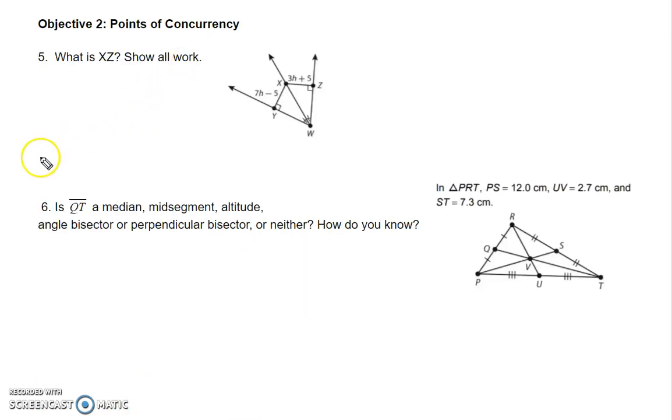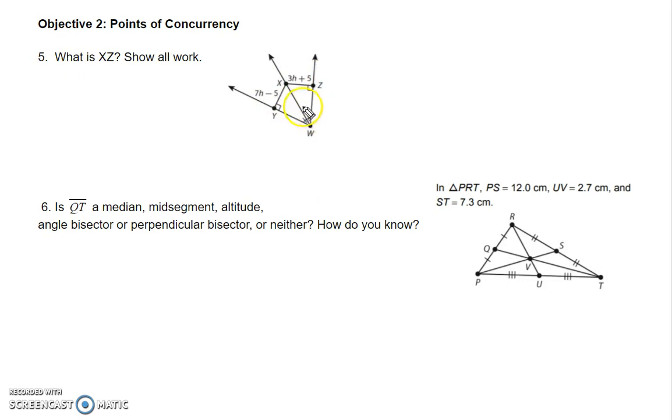Points of concurrency, that is where all of our special segments intersect. So for the perpendicular bisectors, that's the circumcenter. For the angle bisectors, that's the incenter. For all of the medians, that's the centroid. And for all of the altitudes, that's the orthocenter.